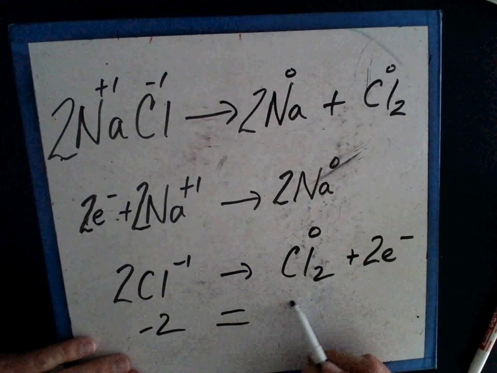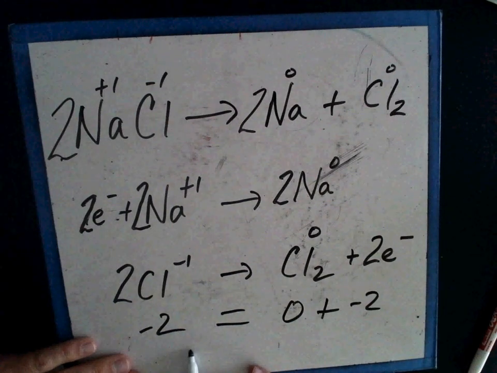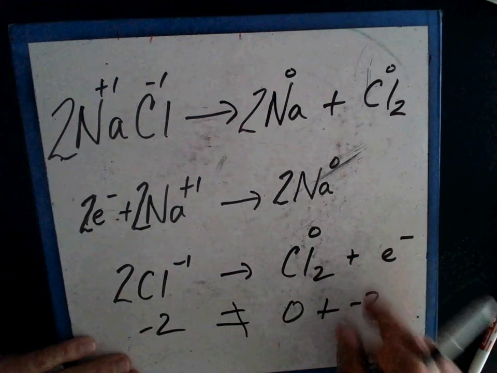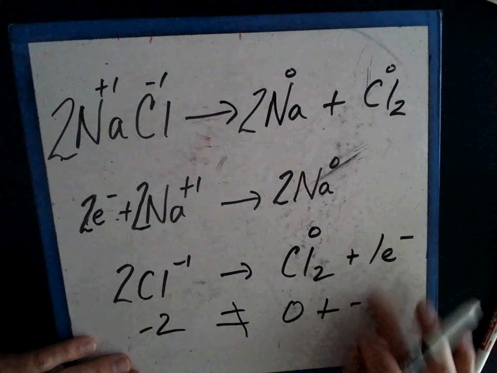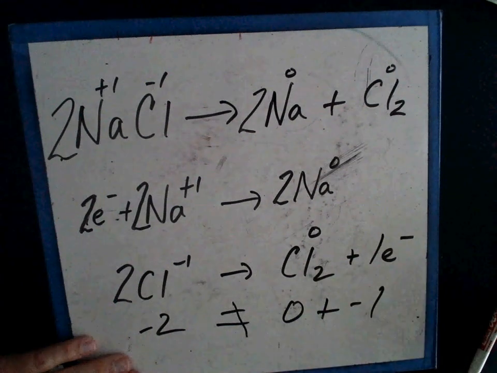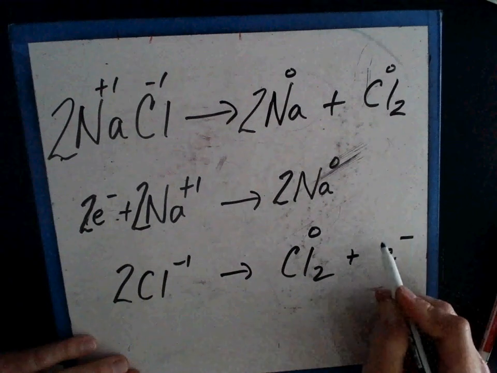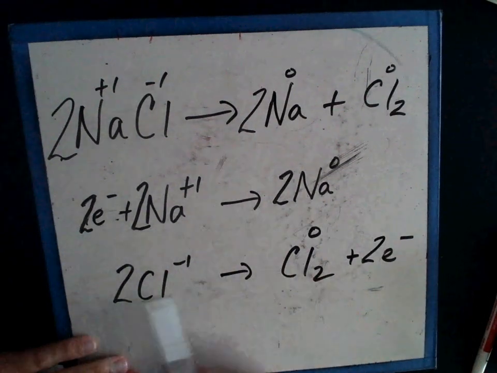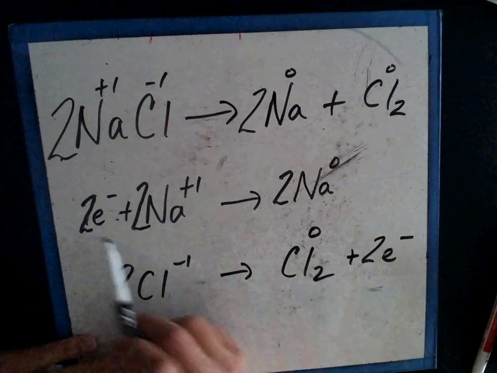All that together is -2, should equal 0 plus -2. They do equal. What happened if they didn't? I'm doing something wrong. See, if I accidentally put a 1 there, -2 equals 0 and a -1. Those don't equal. So I have to take those in consideration and be very careful. Okay? So I'm learning how to do the half reactions, balance the atoms and the charges.